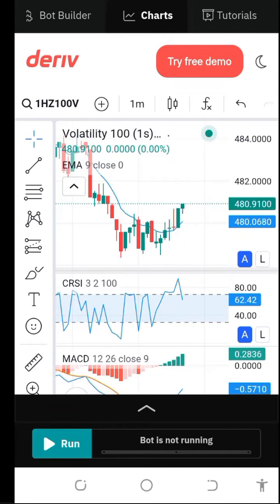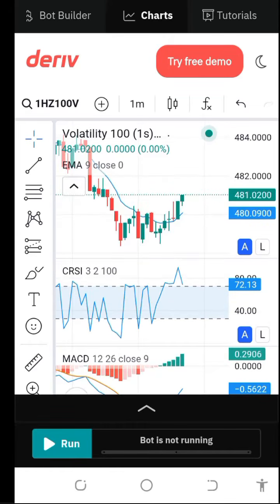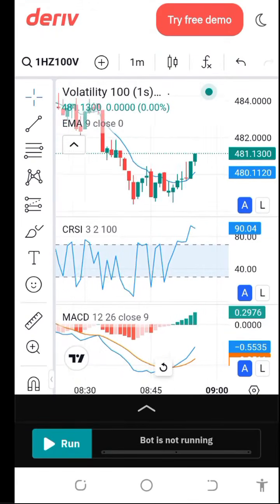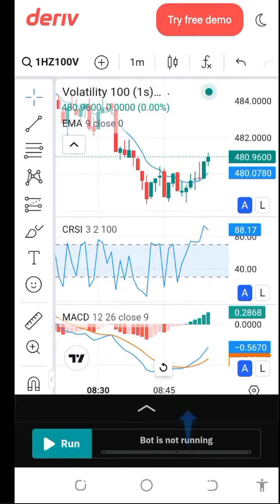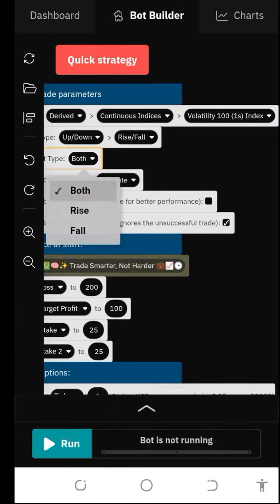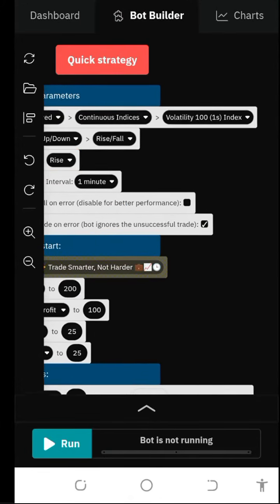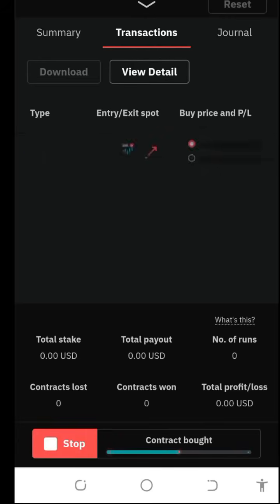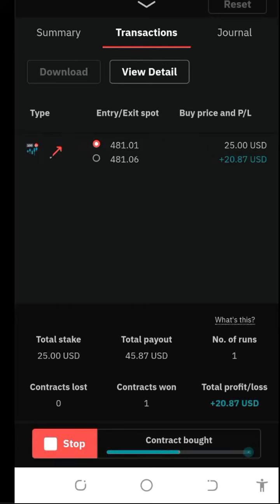Okay, so the 3 indicators are in place, and we can see that this market is rising. You can see there is a crossover there at the MACD, and then the Connors RSI also, we can see it above the overbought area. So we want to trade rise. Set your bot for rise, and then we enter the market for a rising trade.